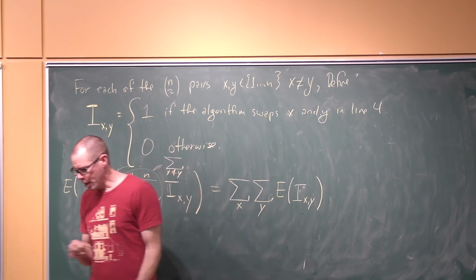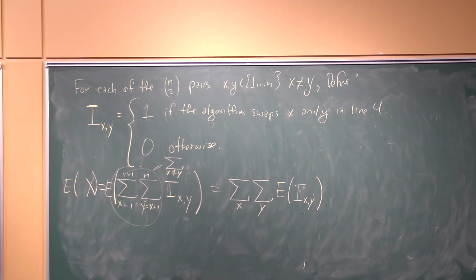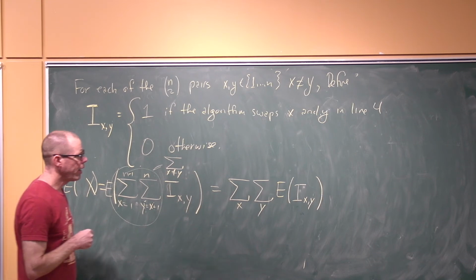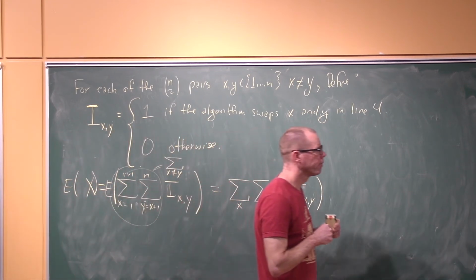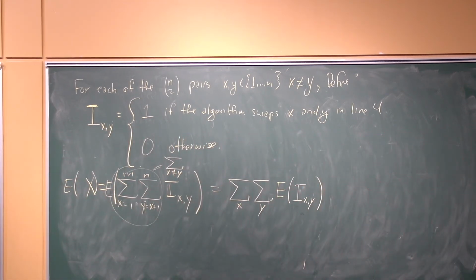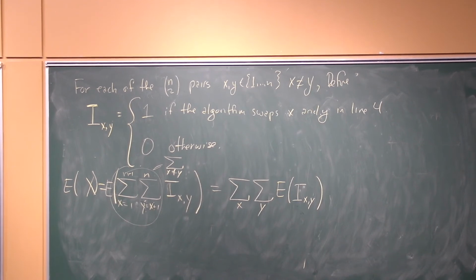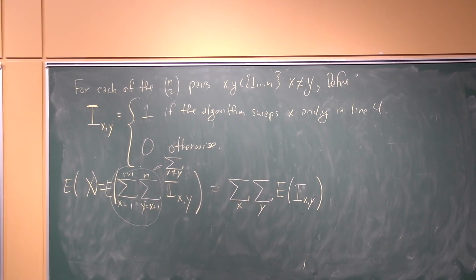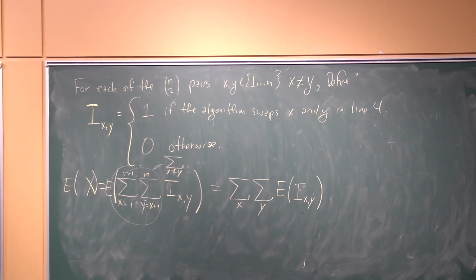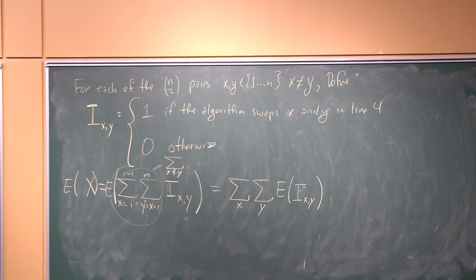But let's think about this for a minute. This says I take a particular pair of values, x and y. A is supposed to be a permutation of 1 through n. So I take some x and some y in 1 through n. So maybe I take 5 and 17. And I ask you, is the algorithm ever going to swap 5 and 17? So when does that happen?